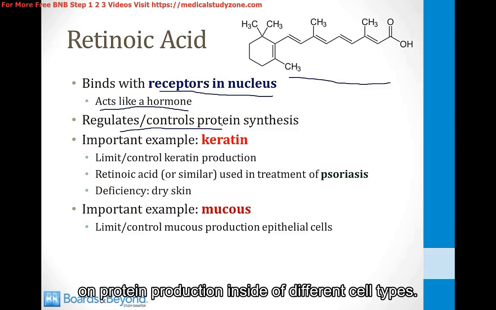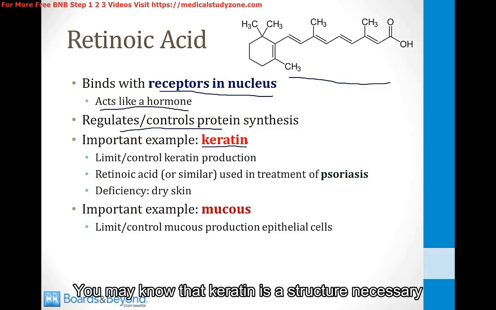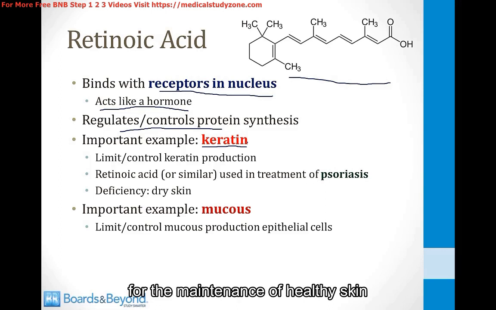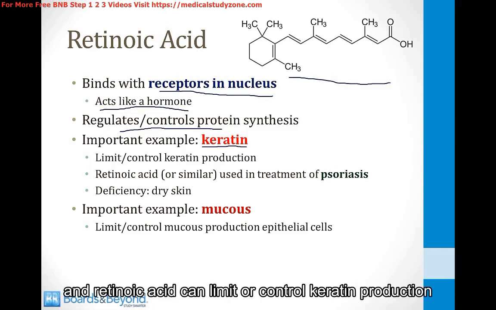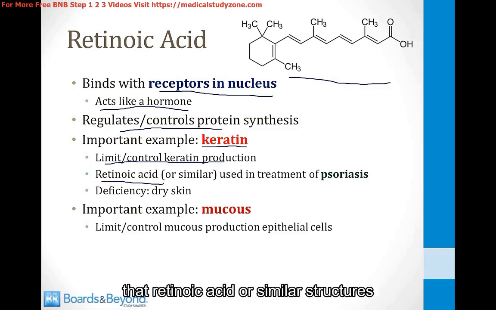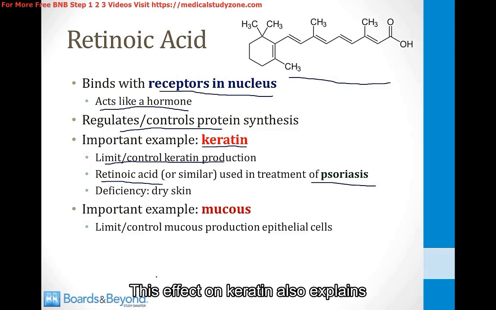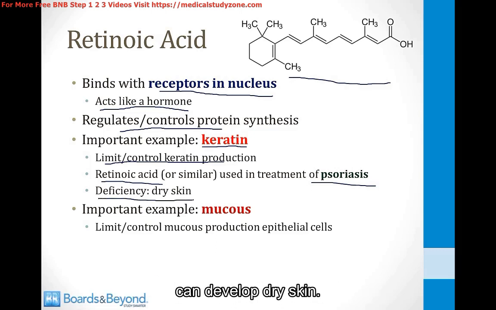of different cell types. One important example that's worth knowing has to do with keratin. You may know that keratin is a structure necessary for the maintenance of healthy skin, and retinoic acid can limit or control keratin production in skin tissue. If you know this, it will help you remember that retinoic acid or similar structures are often used in the treatment of different skin disorders, including psoriasis and acne, and we'll talk more about that a little bit later. This effect on keratin also explains why patients who are deficient in vitamin A can develop dry skin.